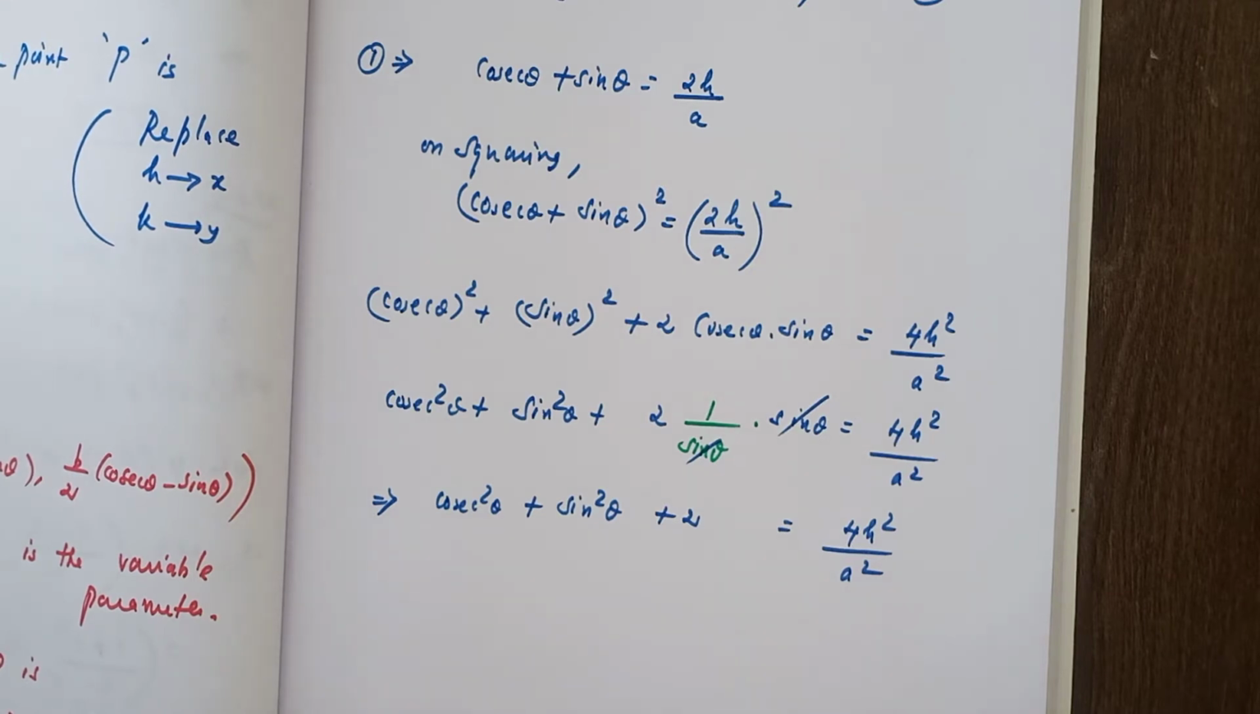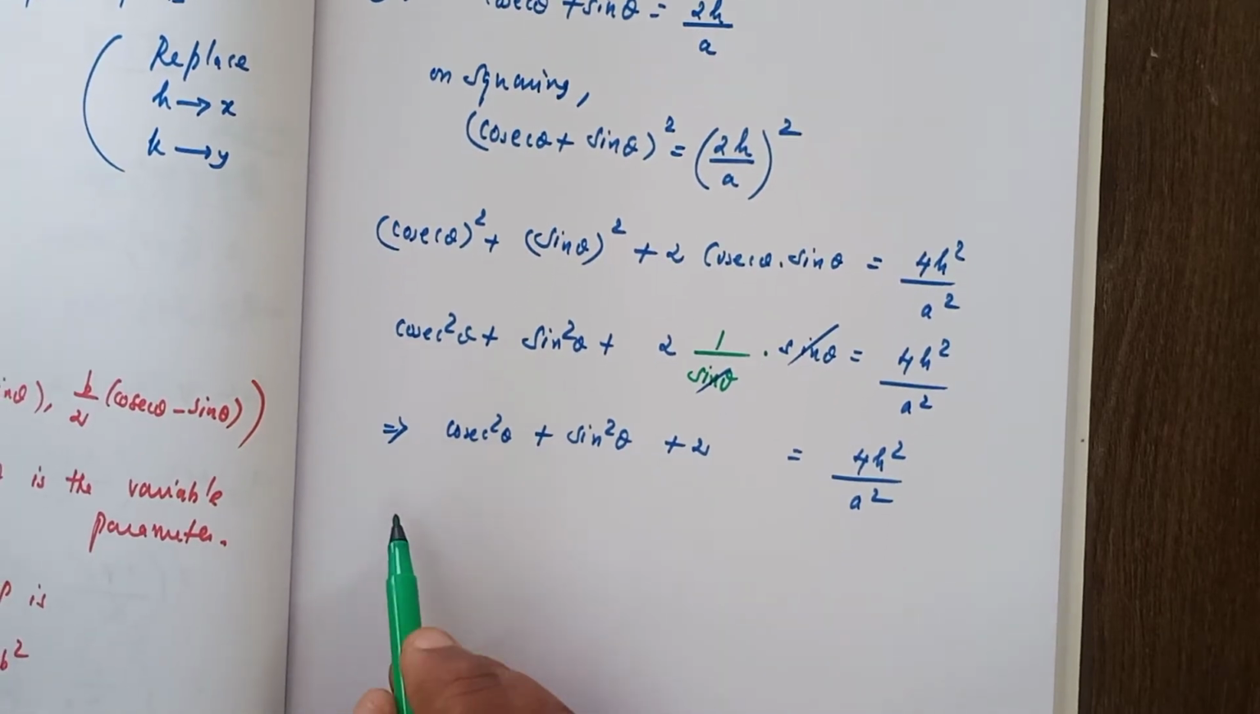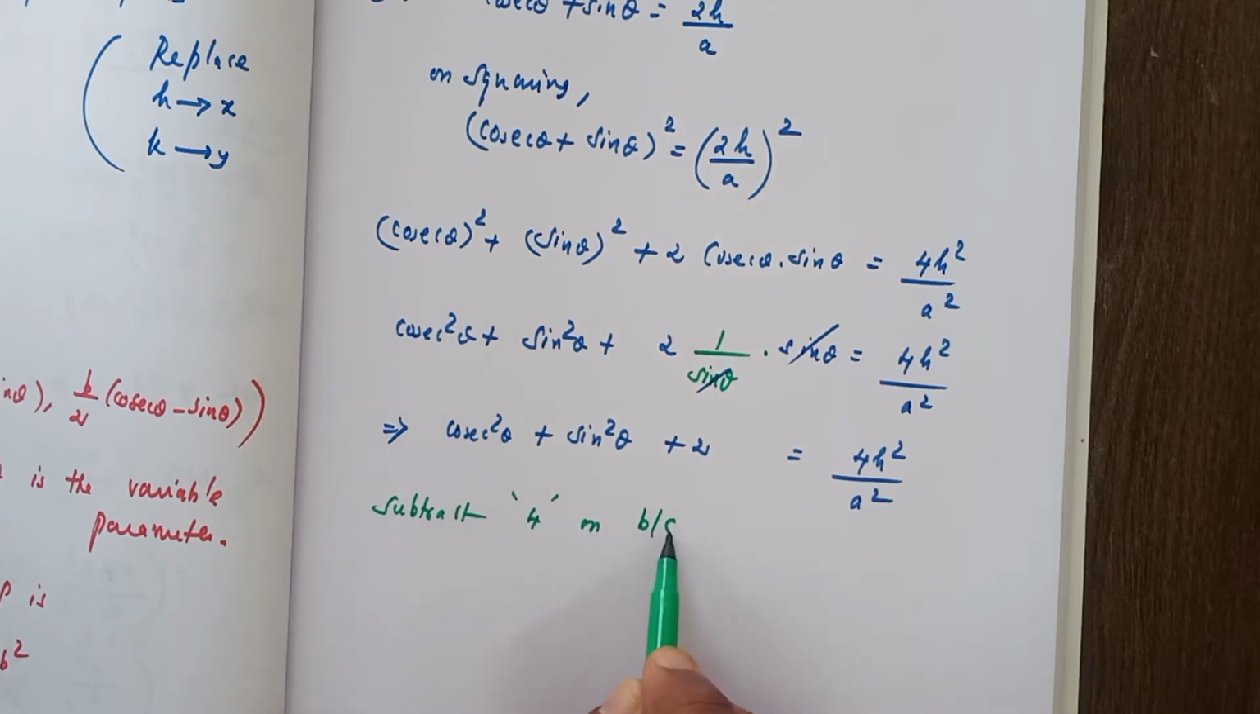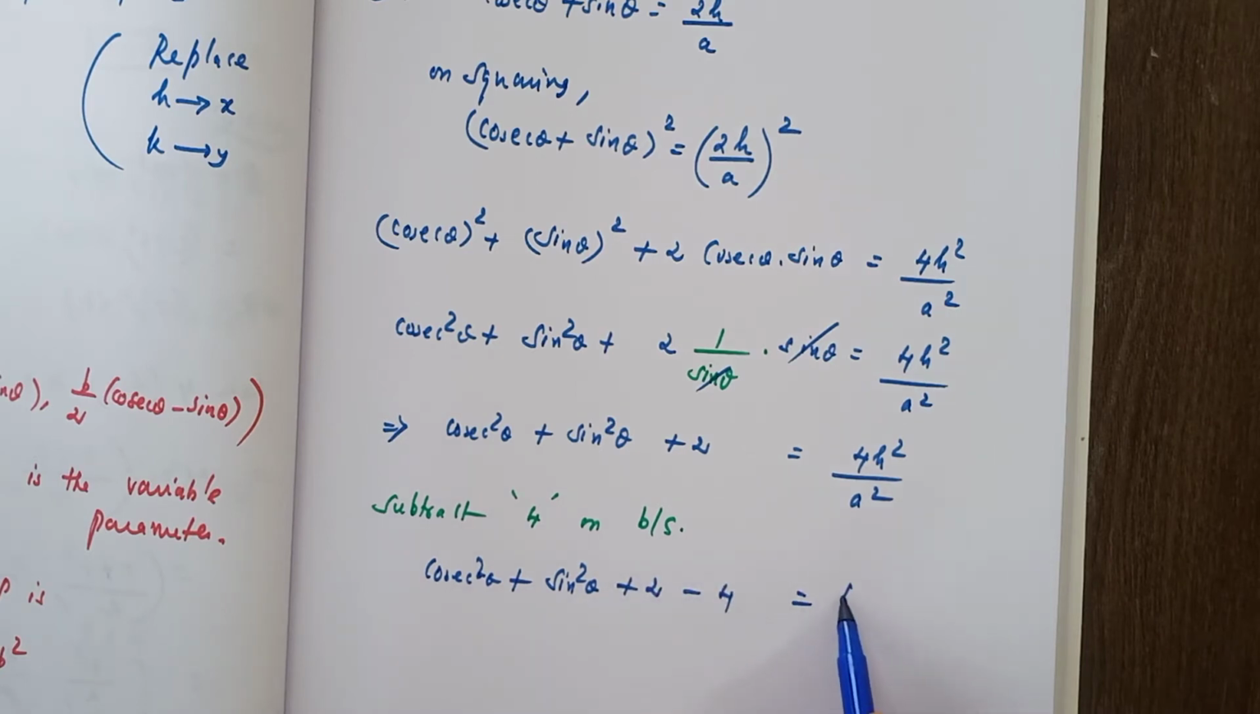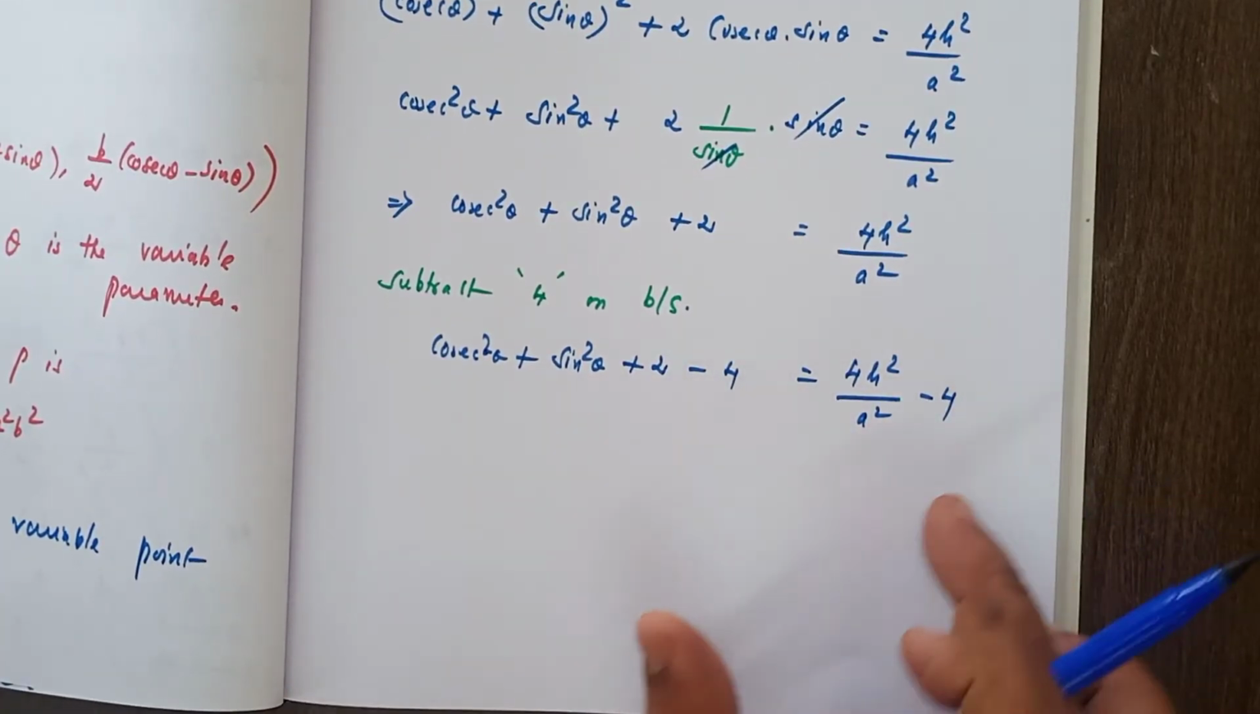For getting cosecant theta minus sin theta, we need minus 2 here. If it is minus 2, you can write cosecant square theta plus sin square theta minus 2 is equal to cosecant theta minus sin theta the whole square, but we have plus 2. For getting minus 2, subtract 4 on both sides. Subtract 4 on both sides.